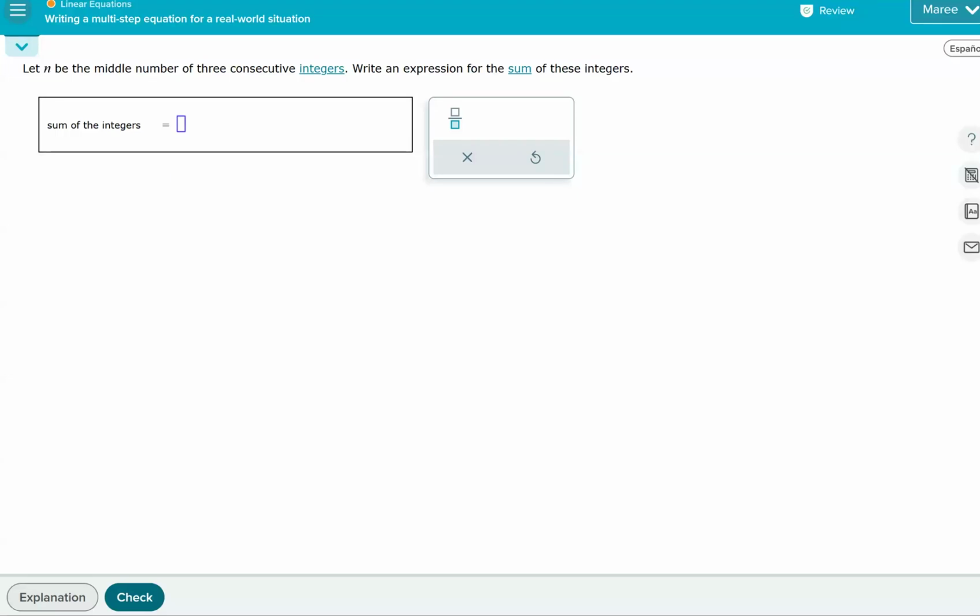This topic is called writing a multi-step equation for a real world situation. Because it's multi-step, we may have adding, subtracting, multiplying, dividing, and it's going to equal something. Now, in the answer, they have one side of your equal sign, so we really are only just finding the other side.